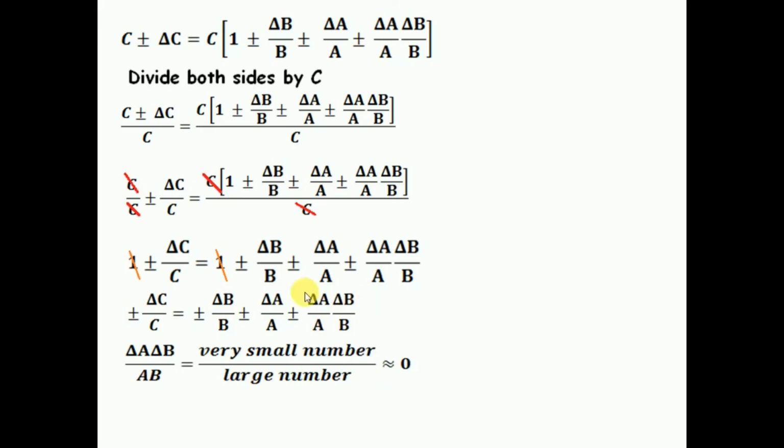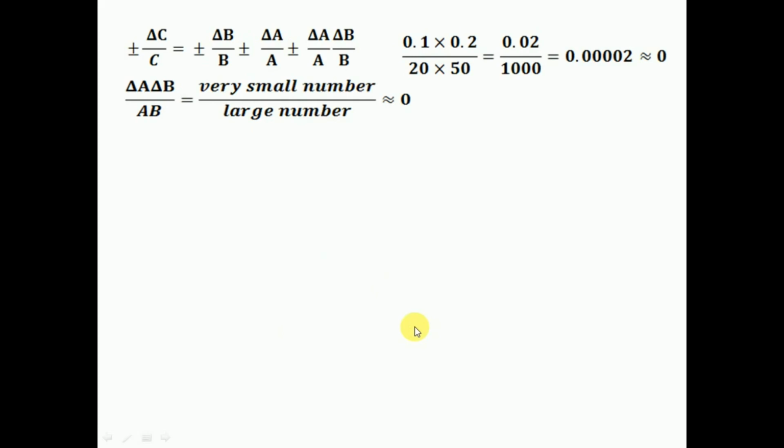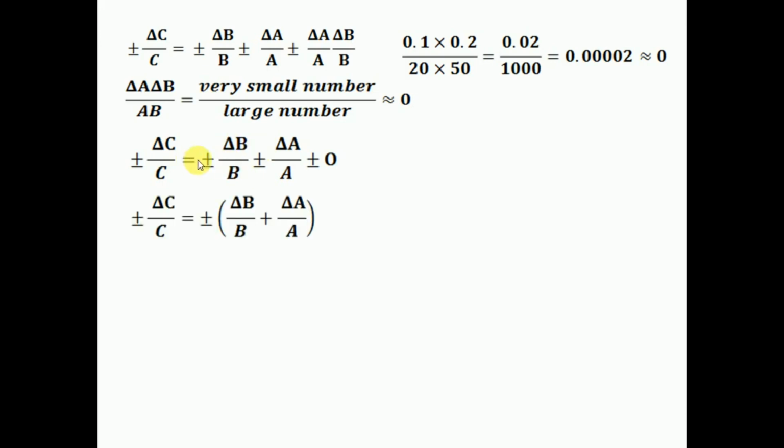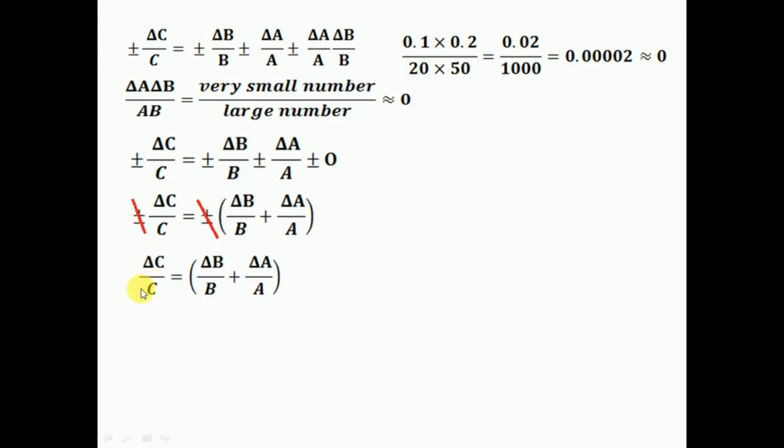So now this last term is a very small number divided by a large number. So for example, you can write 0 for this. So in your notes you don't need to write this. I'm just showing you the example of how we get a small number while dividing a small number by a large number. So I'm neglecting this term because its value is very small as compared to other values. So now I'll take plus minus common and I'll cancel this. So you're left with delta c by c is equal to delta b by b plus delta a by a.